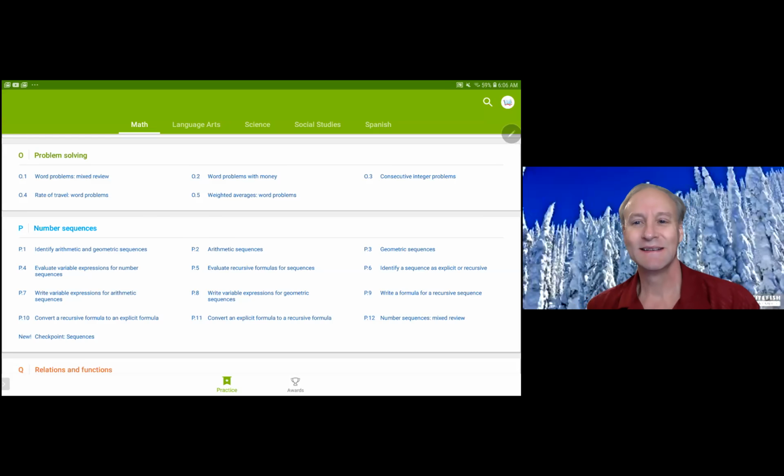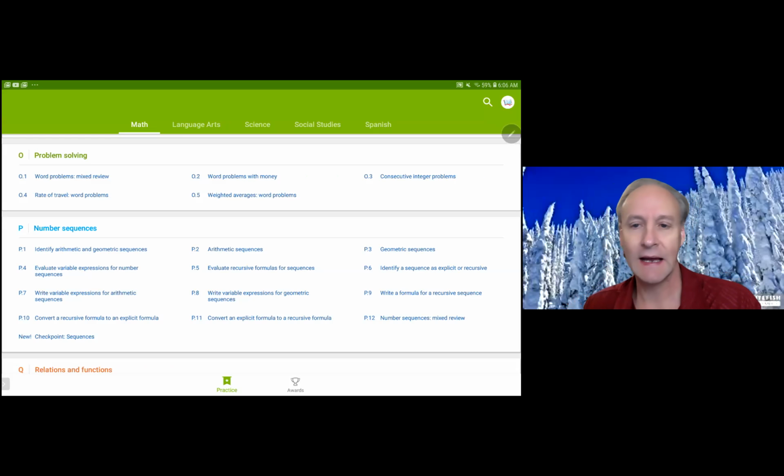Hi, everybody. Today we're starting the very first section in number sequences. And a big part of mathematics in general, all of mathematics, is to look for patterns. That's really what math is all about. And that's exactly what we're going to be doing today. So I think you're going to really like this.